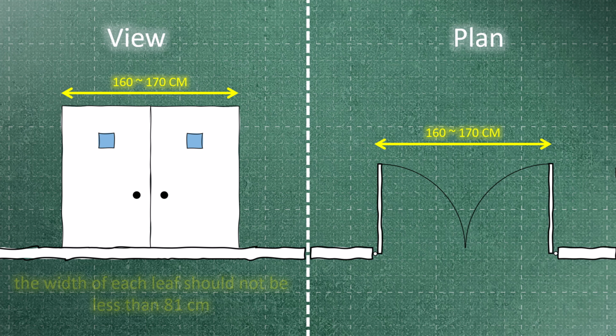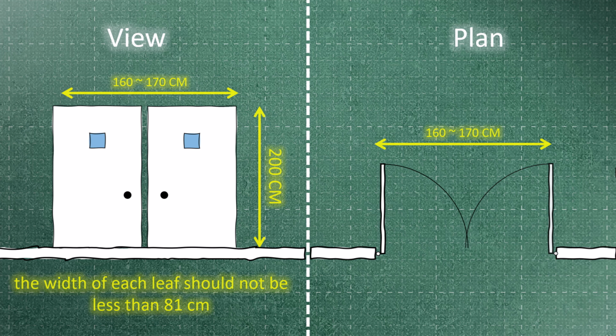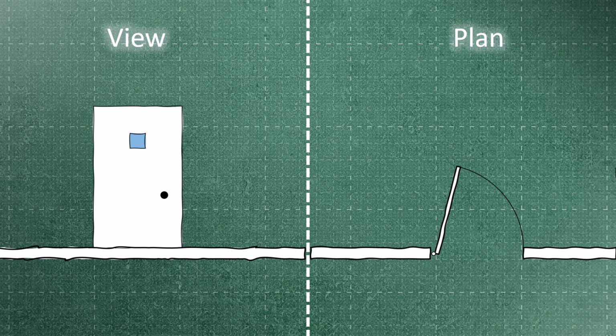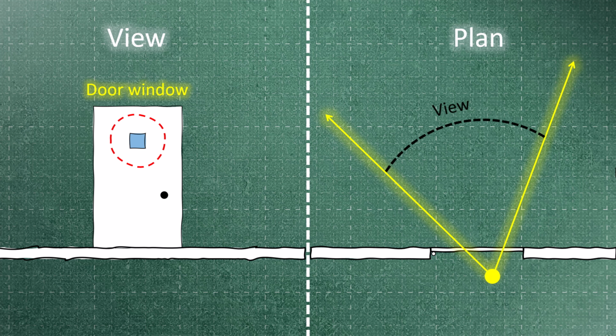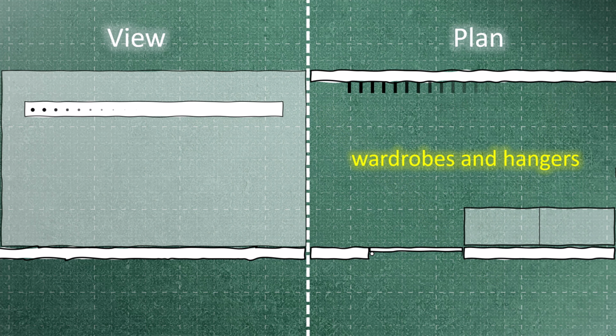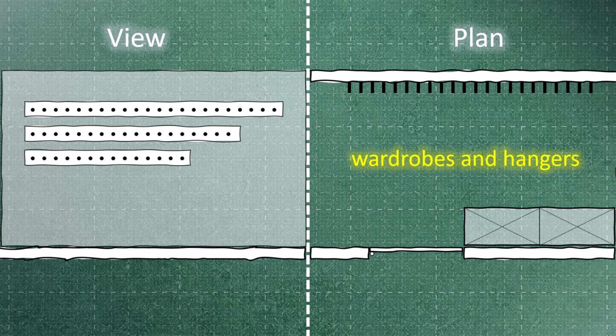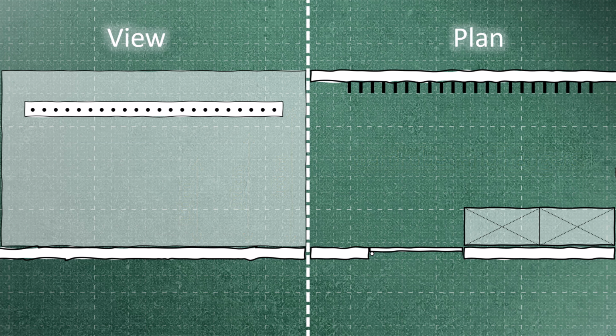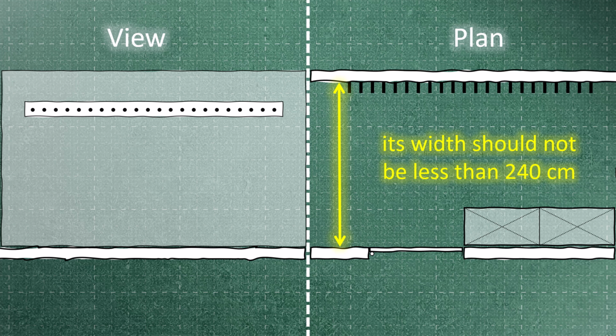For double leaf doors, the width of each leaf should not be less than 81 centimeters. The standard height for classroom doors is 200 centimeters. To minimize disturbances during teaching, and to allow visibility into the classroom from the outside, a small window is typically designed into the door. Next is the area designated for wardrobes and hangers. In this section, for elementary, middle, and high school classrooms, clothes hangers should be installed at heights of 110 centimeters, 130 centimeters, and 150 centimeters. Since this area resembles a corridor, its width should not be less than 240 centimeters.